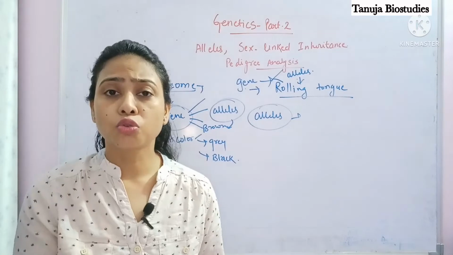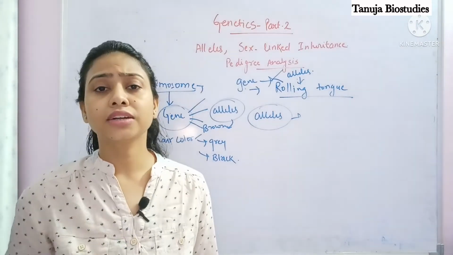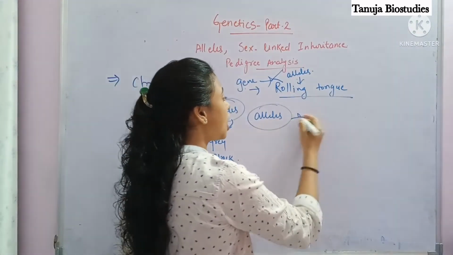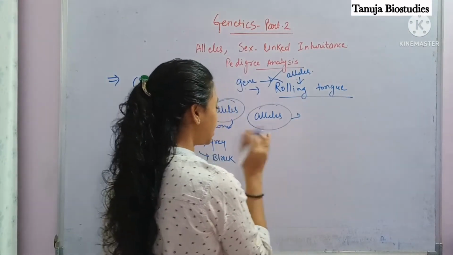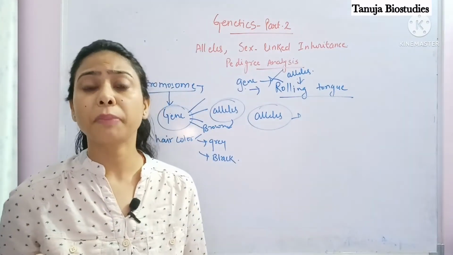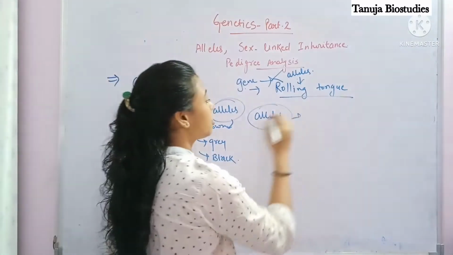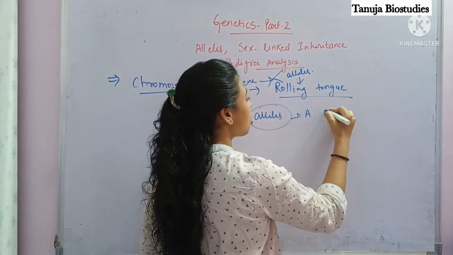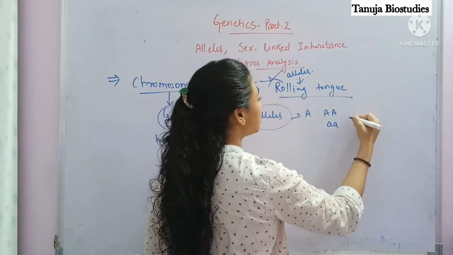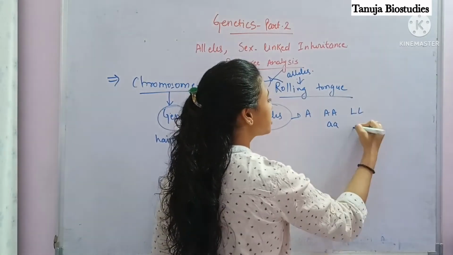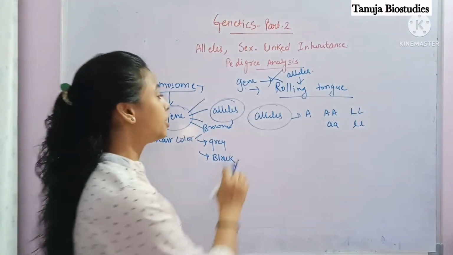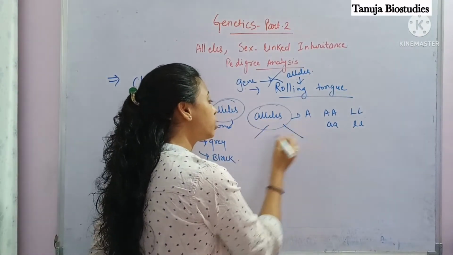Now the next question comes: how is the expression of a character decided, I mean, whether a person would be able to roll their tongue or not? See, out of two alleles, as you know, all alleles or genes are always written in a pair form. Like if an allele symbol is A, it is always written in pair form, and likewise with any other letter. So they are always written in pair form. Understood?